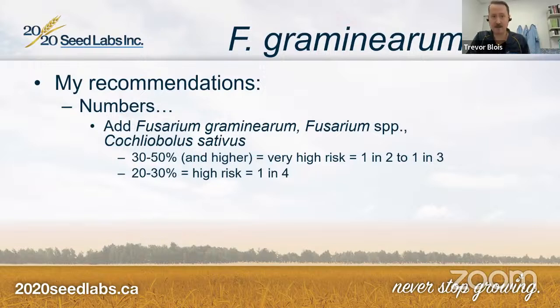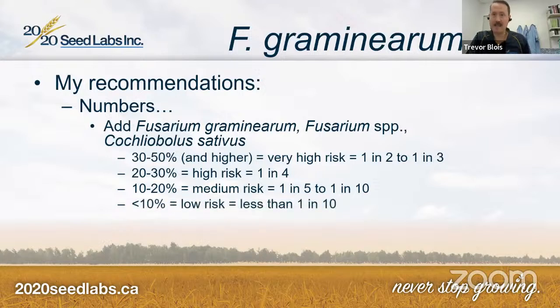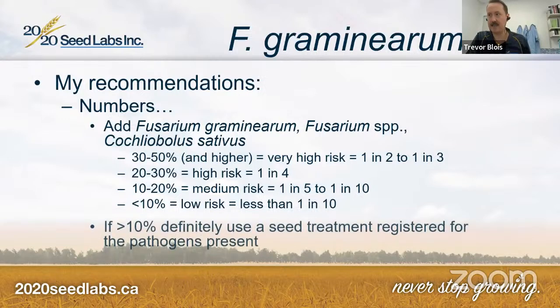So that's quite a lot that's going into the ground that has an infection. 10 to 20, medium risk, 1 in 5 to 1 in 10 seeds that have an infection. Less than 10%, I'd say low risk. This is less than 1 in 10 seeds that has an infection, but still 1 in 10 can be quite a bit. So, it's up to the individual and how much risk they're willing to take.